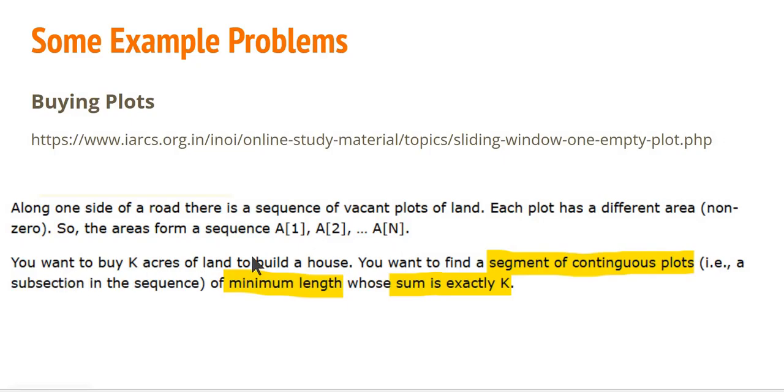You want to buy K acres of land to build a house. You want to find a segment of contiguous plots. Notice the moment you see contiguous, your mind should race in the direction of a sliding window because we are looking at subarrays, right? So a segment of contiguous plots, that is a subsection in the sequence of minimum length whose sum is exactly K. Now think about it. This is exactly the same problem. What we have to do is to find the minimum length subarray from this list which will add up to the target, which is exactly K. Exactly the same problem.